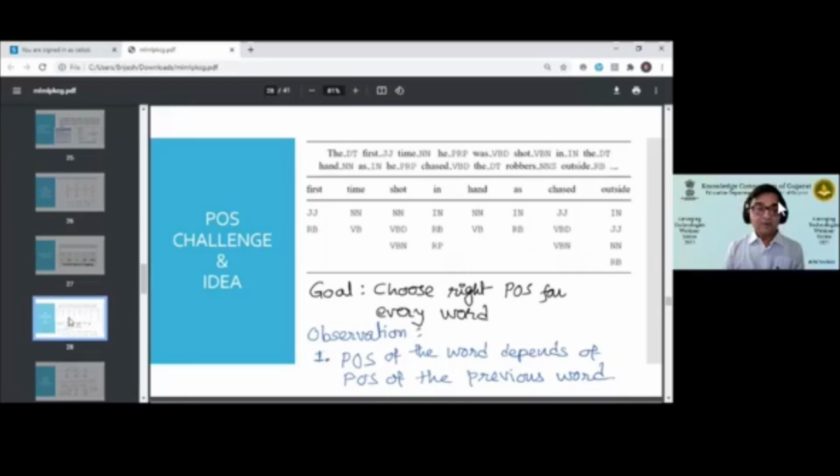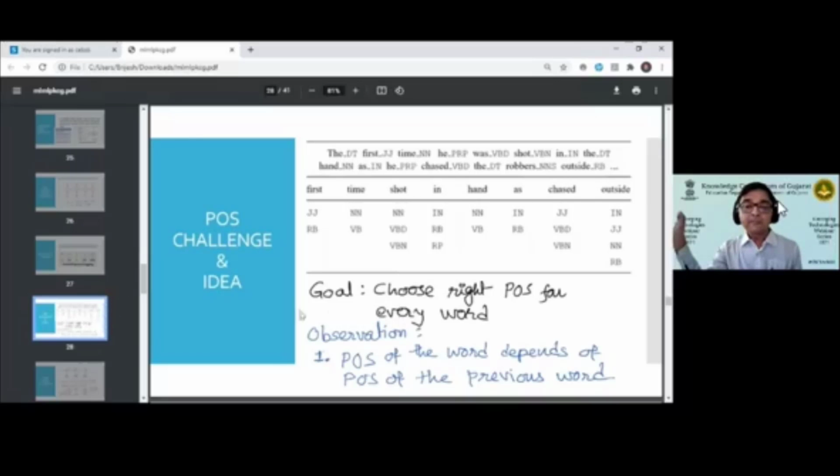So the problem of part of speech tagging is to predict the correct part of speech for the given word. So the goal is to choose the right part of speech for every word. And the important, interesting observation here is that the POS of the word depends on the POS of the previous word. The word which we had seen previously, it is calculated based on that.